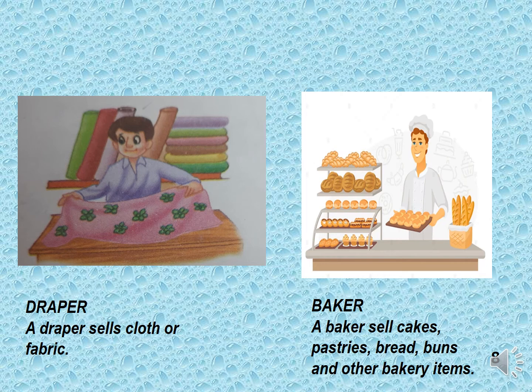Students, what is this man doing? He is selling cloth or fabric. So, who's he? He is a draper. A draper is a person who sells cloth or fabric. Next is a baker. A baker sells cakes, pastries, bread, buns, and other bakery items. I always love to go to a bakery shop because it's mouth watering.